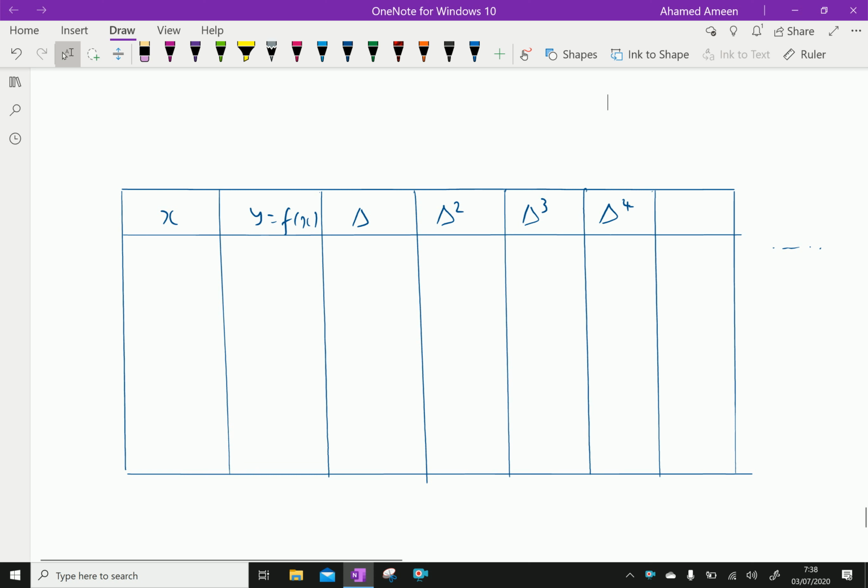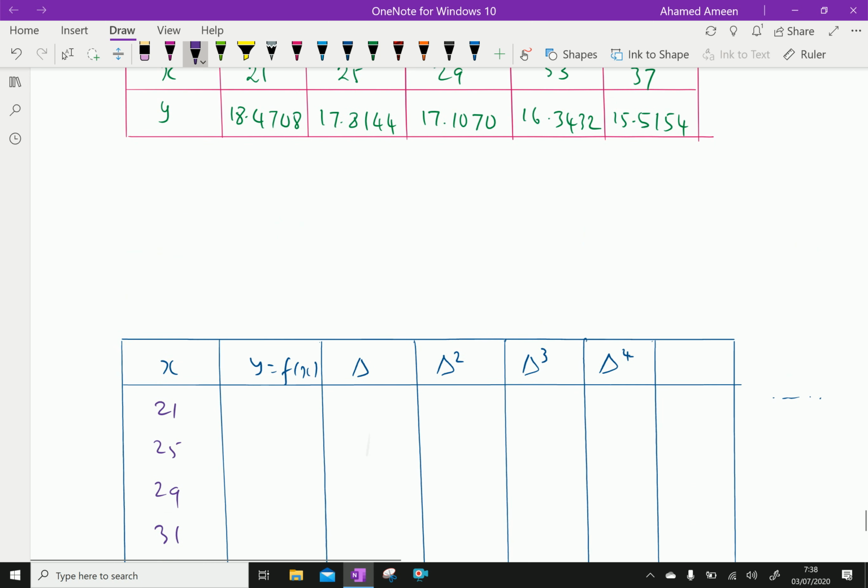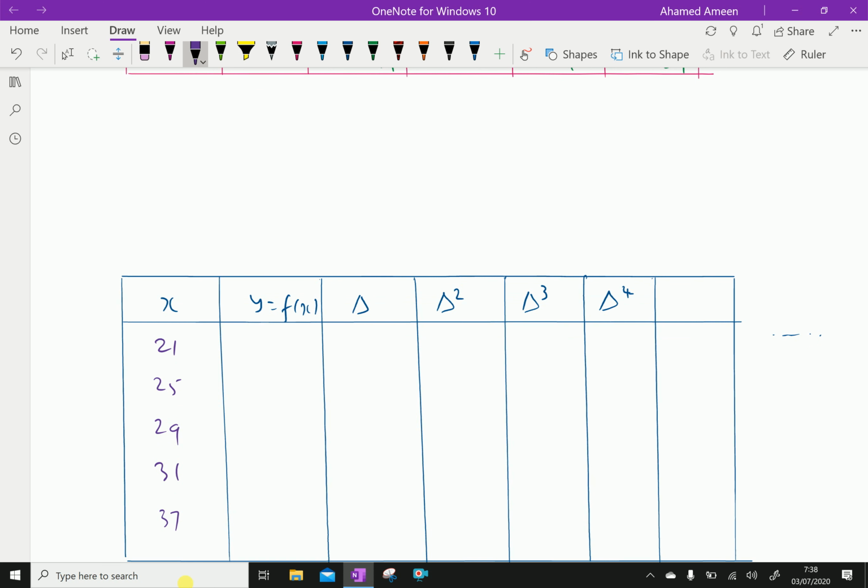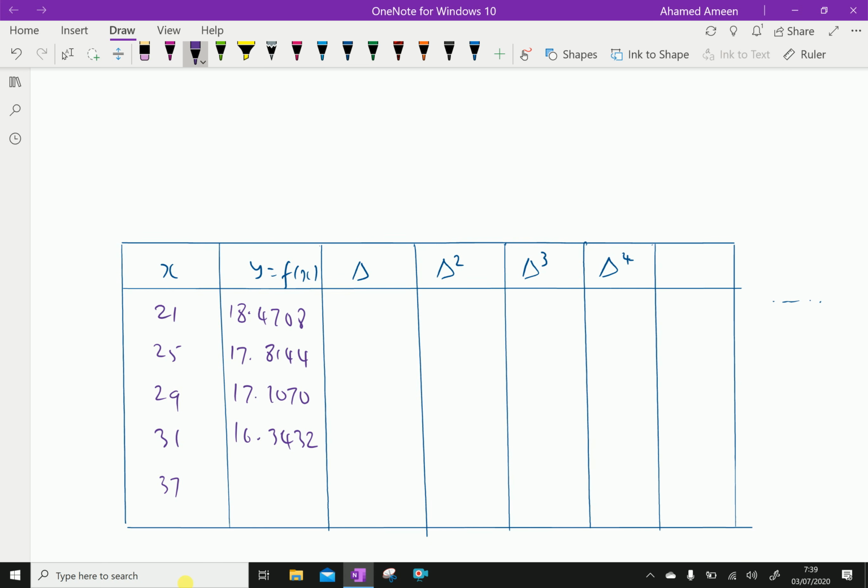The x values are 21, 25, 29, 33, and 37. Now, the y values are 18.4708, 17.8144, 17.1070, 16.3432, and 15.5154.